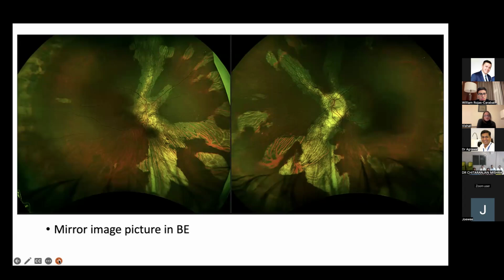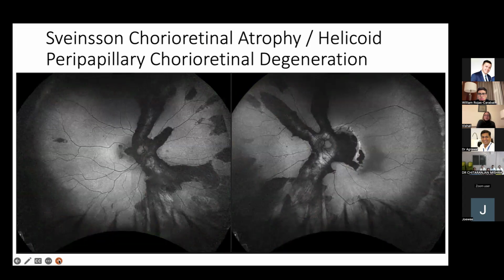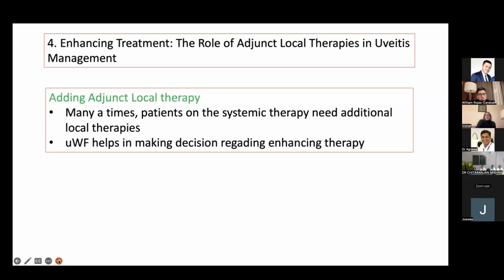Is it serpiginous? Not really, because it's too symmetrical again. You have mirror images in both the eyes. Inflammation doesn't cause mirror imaging. So this is actually Stevenson chorioretinal atrophy, which is also called helicoid peripapillary chorioretinal degeneration. And she was taken off all the steroids and treated.